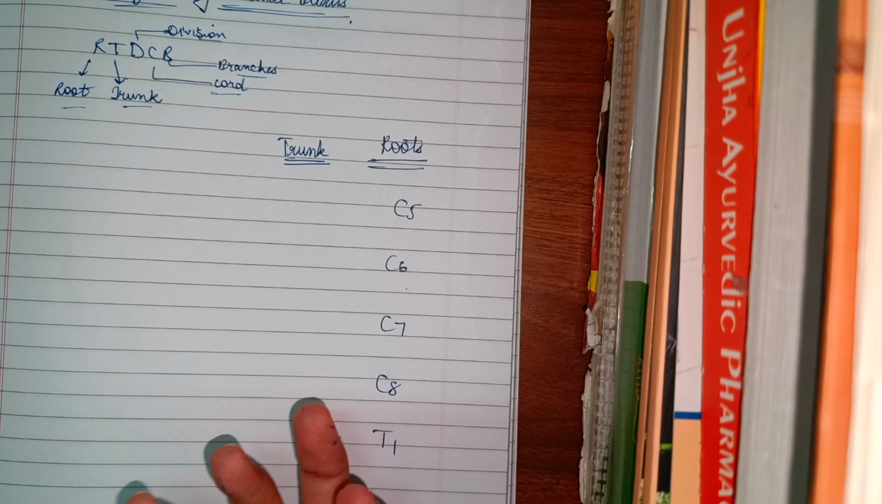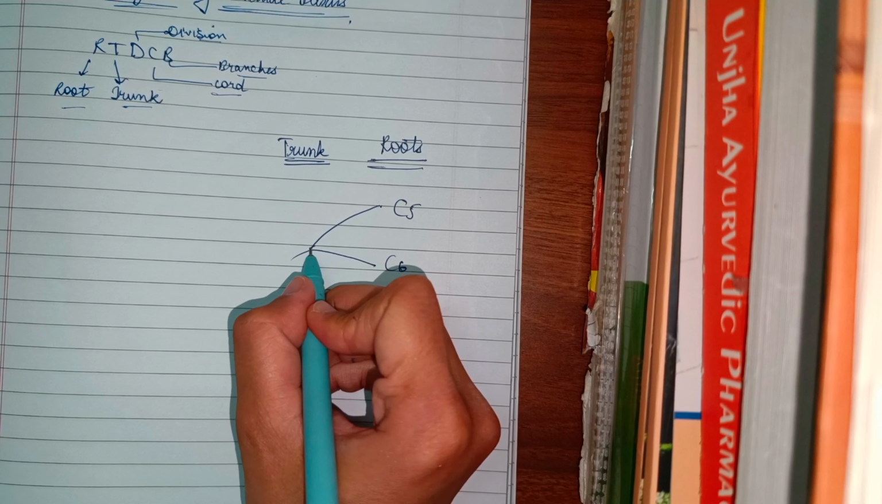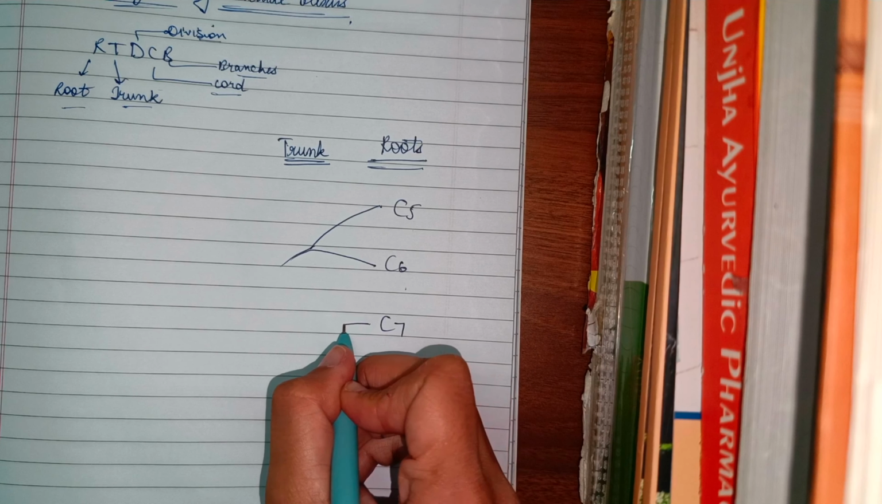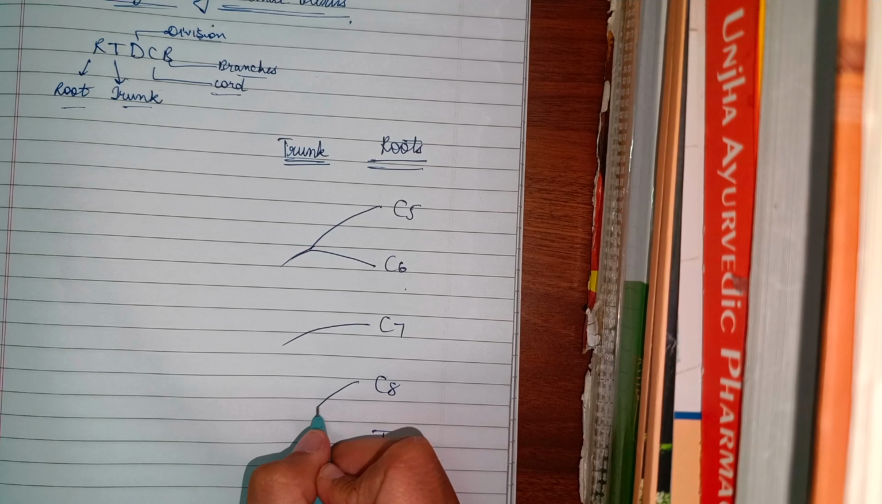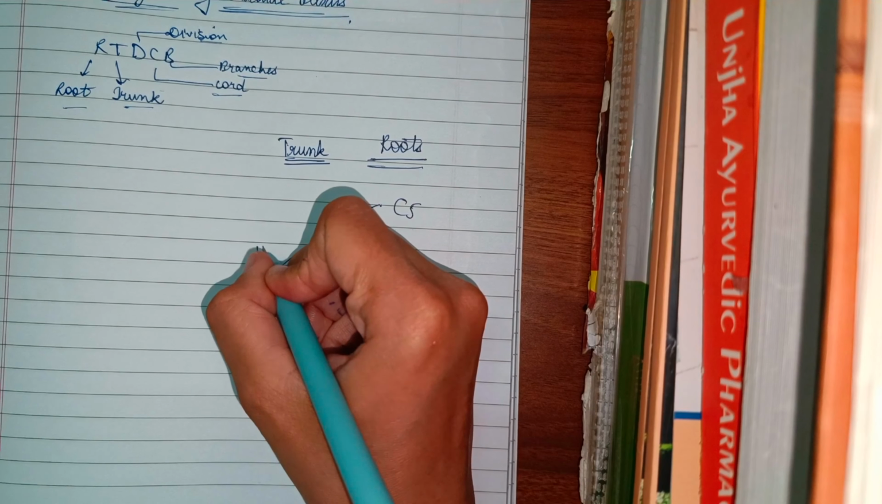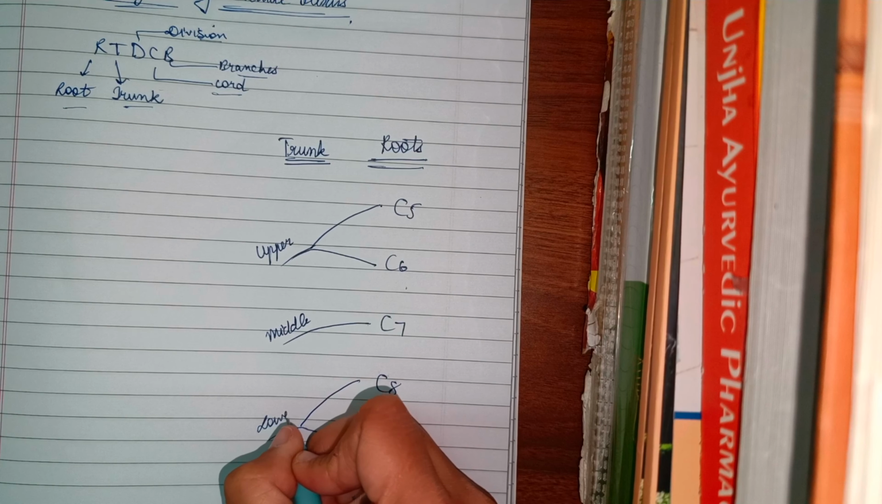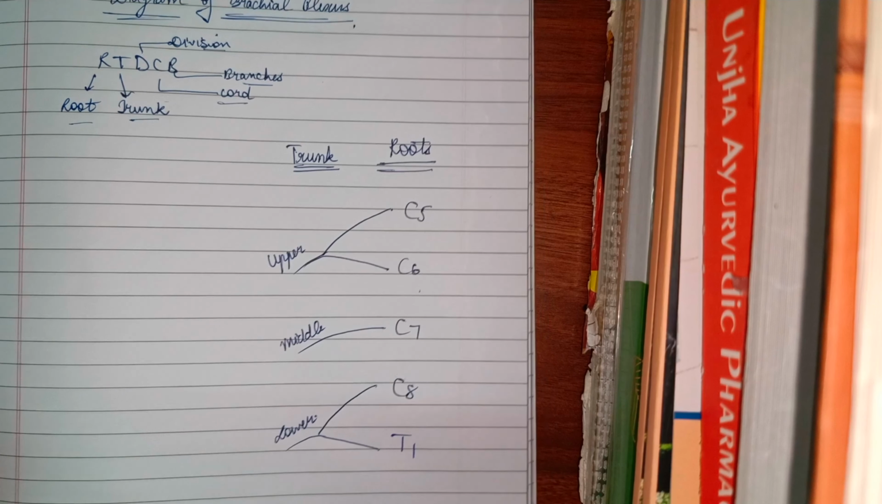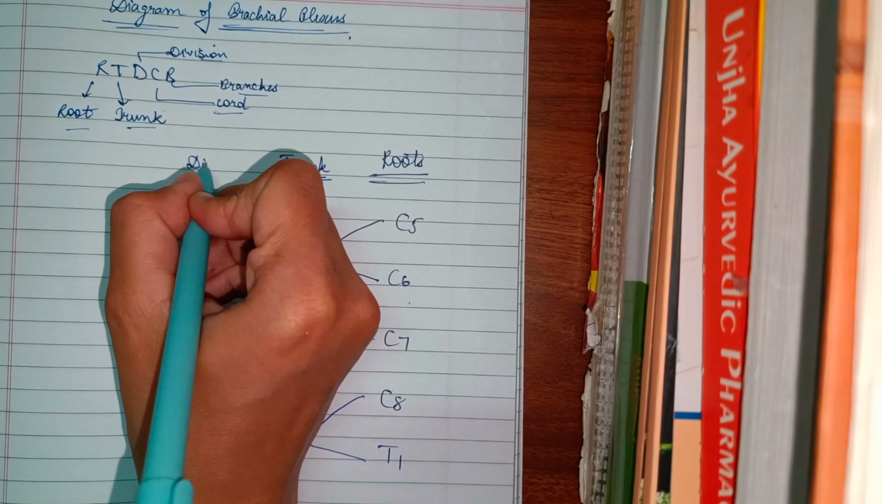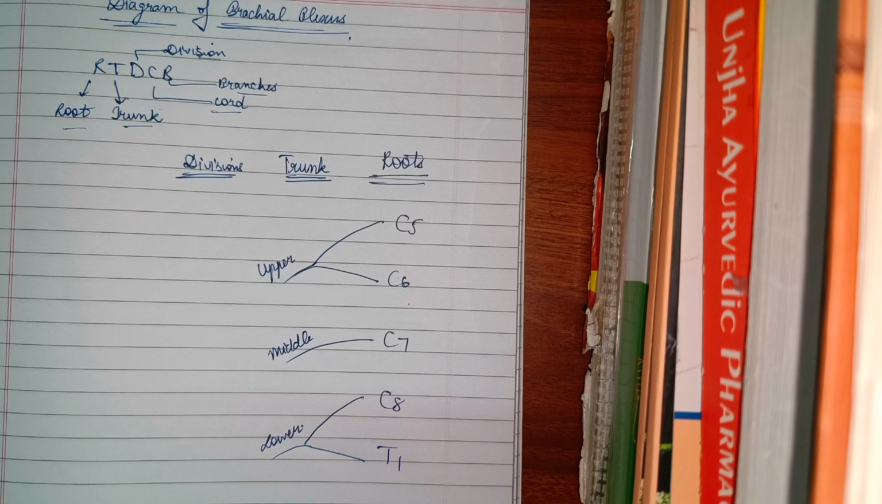Our next thing is the trunk, how it is made. C5 and C6 join to make one trunk. C7 itself makes one trunk. C8 and T1 join to make one trunk. So trunks are of three types: upper, middle and lower trunk. And further, each trunk is divided into divisions. Each trunk is divided into two divisions, which are dorsal division and ventral division.